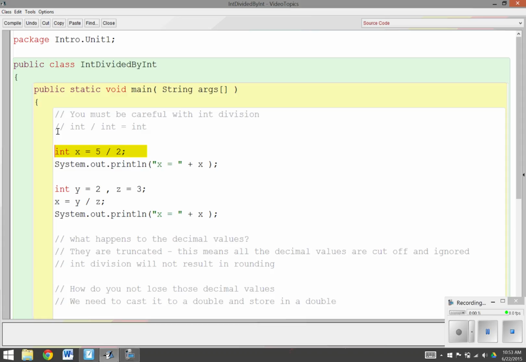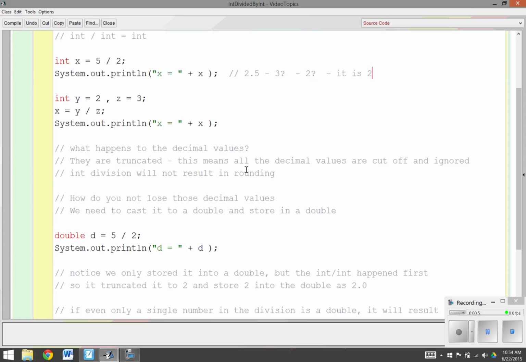Int x equals 5 divided by 2, and I print out x. Now, normally we think 5 divided by 2 will give us 2.5. That's what we think we should be getting. But it's an integer divided by an integer, so I can't have that decimal value. So does it become 3? Does it become 2? Well, it does become 2. And we'll look at why in a sec.